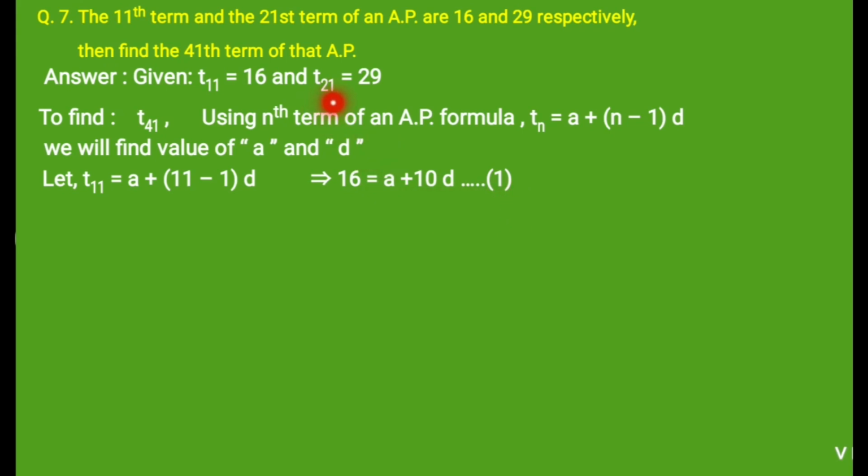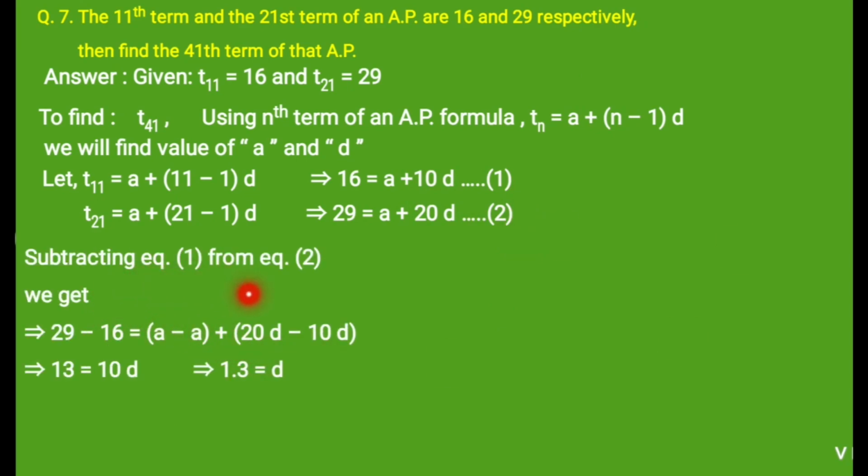The second value is T21. So the 21st term is given, that value is 29. So we use here T21 equals a plus n minus 1, d. Here n is 21, so we write 21 minus 1, which is 20, and we substitute T21 as 29. So we get the second equation. Now we subtract equation 1 from equation 2.